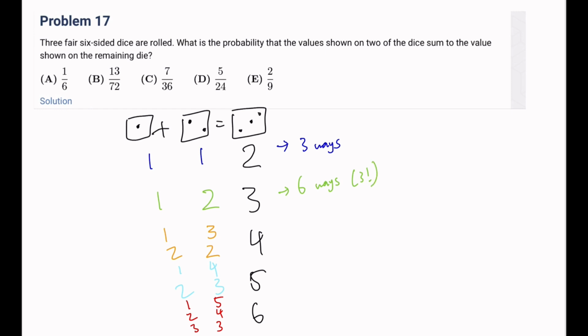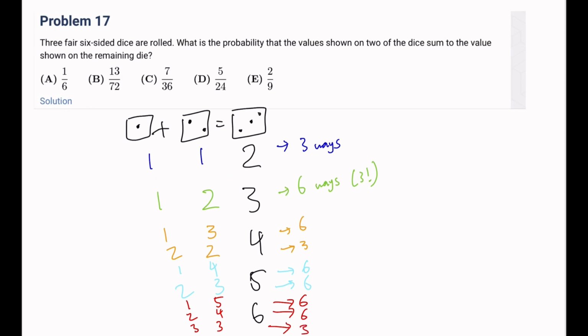And so similarly, 1, 3, 4, this can go 6 ways, and 2, 2, 4, this can go 3 ways, just like 1, 1, 2. And 1, 4, 5 and 2, 3, 5, they are both 6, because they are all very different, so it's also 3 factorial. And for 6, 1, 5, 6, that would be 6, because it's 3 factorial, they're all different. 2, 4, 6 would also be 6, they're all different. 3, 3, 6, that would be the same as 1, 1, 2, so it's 3 ways.